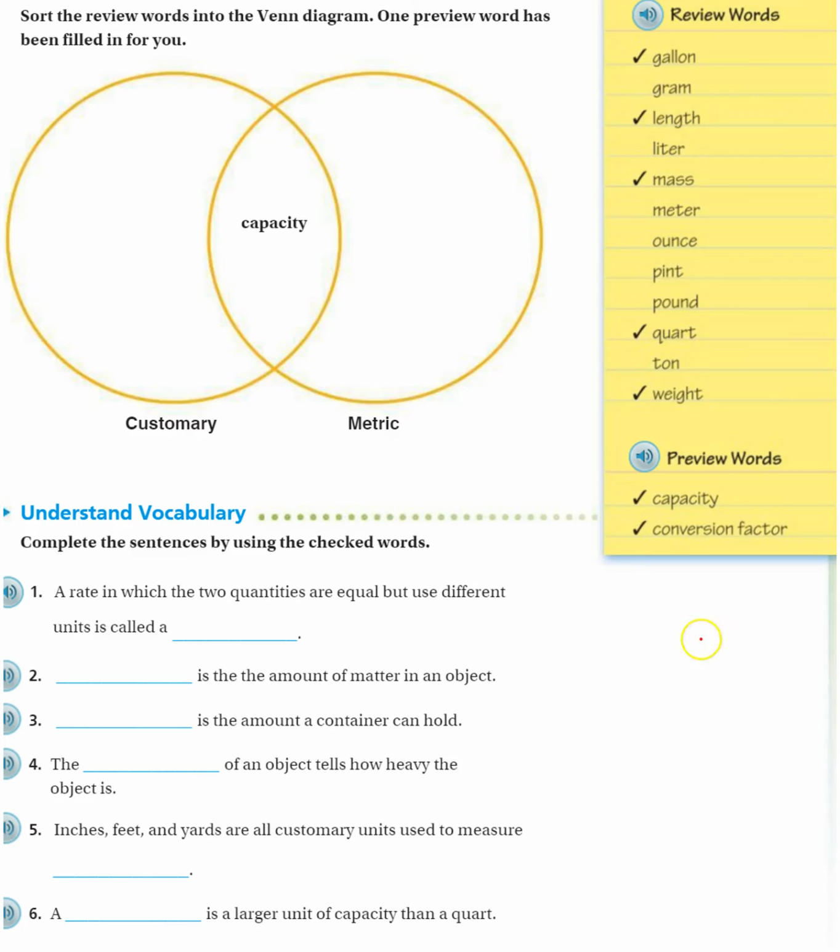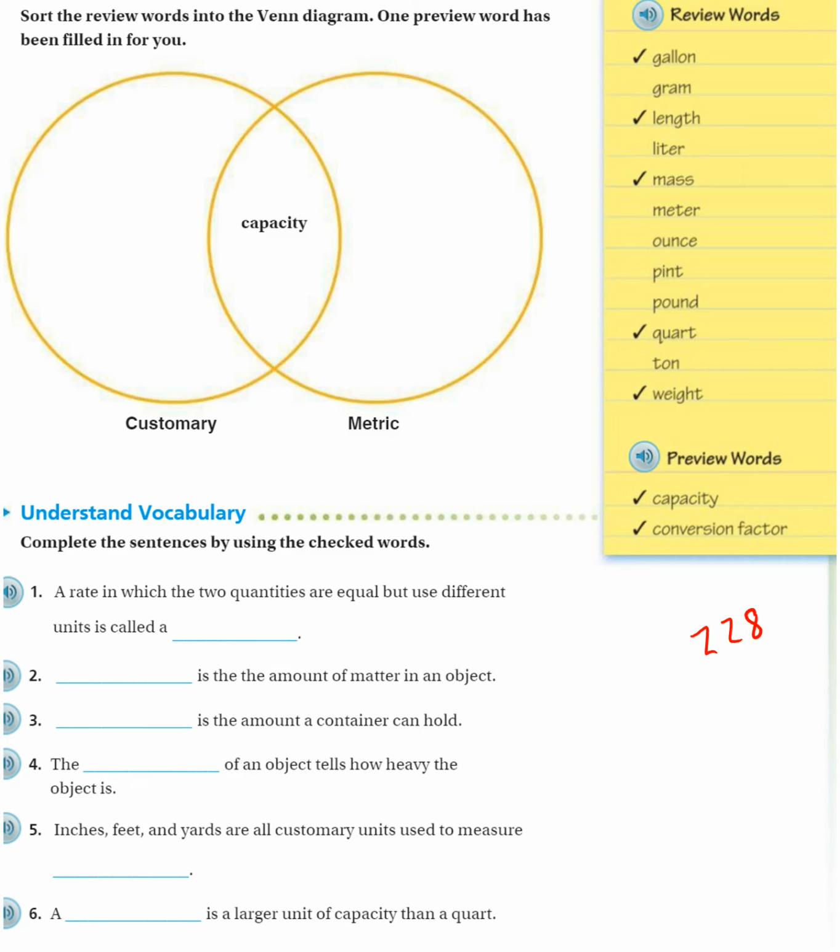Alright, in this video I'm going over page 228 in the Go Math textbook. We're just getting used to the vocabulary words and the different vocabulary that we're going to be using in chapter 6. So let's start off with our Venn diagram here.